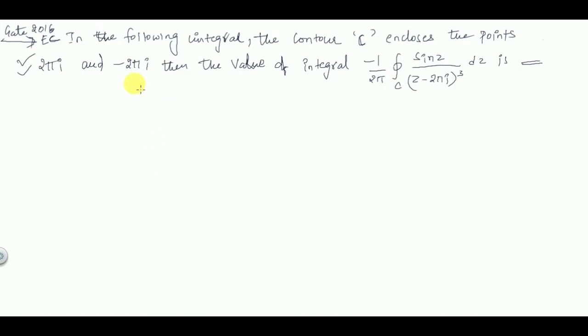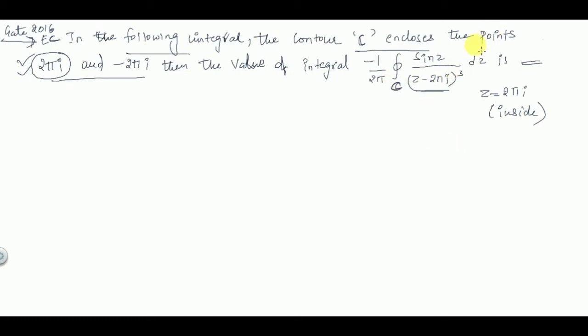So he has given in the following integral the contour C encloses the points 2 pi i and minus 2 pi i, then the value of this integral. So what it means is, the singularity here is z equal to 2 pi i, and without giving the closed contour he has directly given that it includes this point. Contour encloses this point means it is inside only. z equal to 2 pi i is inside the contour.